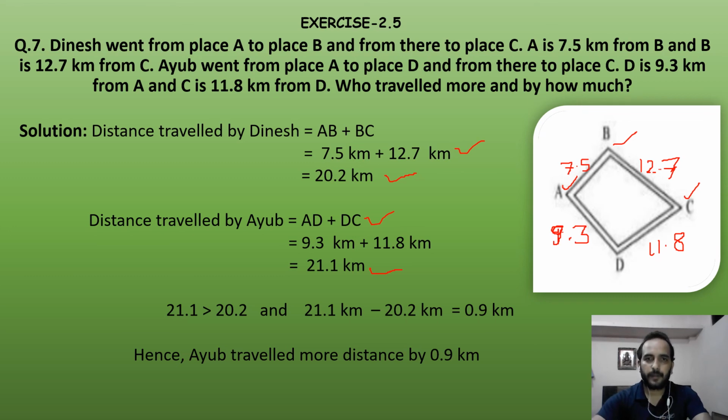So we compare both the sums here, 20.2 kilometer and 21.1 kilometer. So 21.1 is greater than 20.2. So we say that Ayub traveled more as compared to Dinesh, but by which value? You take the subtraction of both the sums, and it is 0.9 kilometer. So by 0.9 kilometer. This is how you need to write the statement. The statements are very important in problem sums, so you need to follow the steps and the statements accordingly. I hope this question is quite clear.